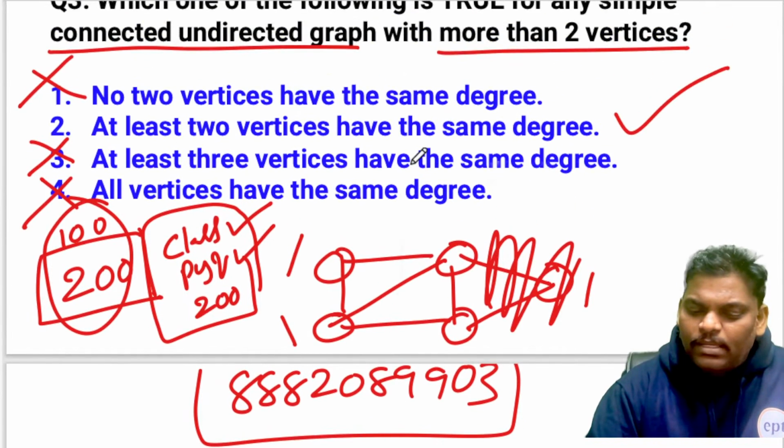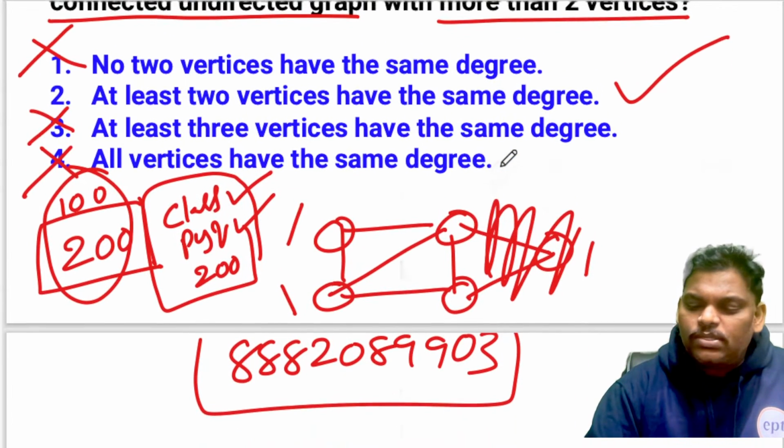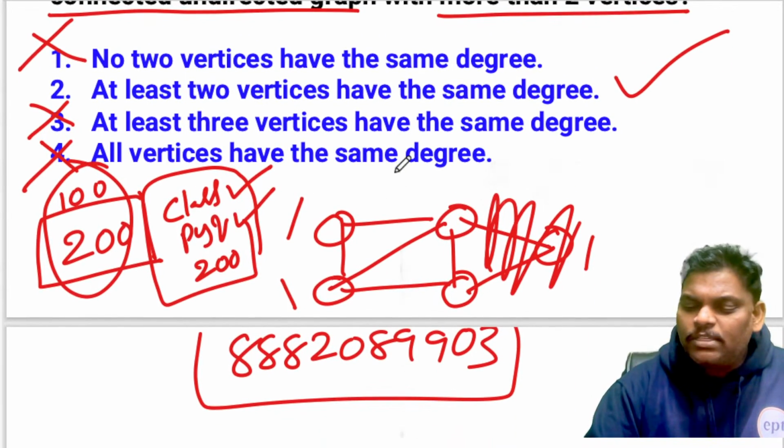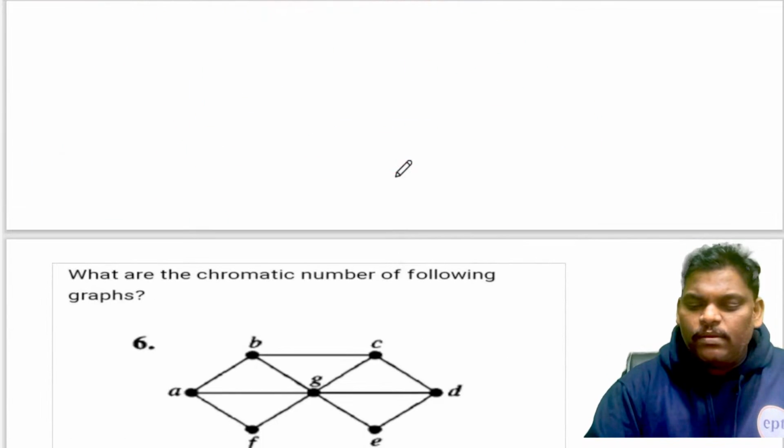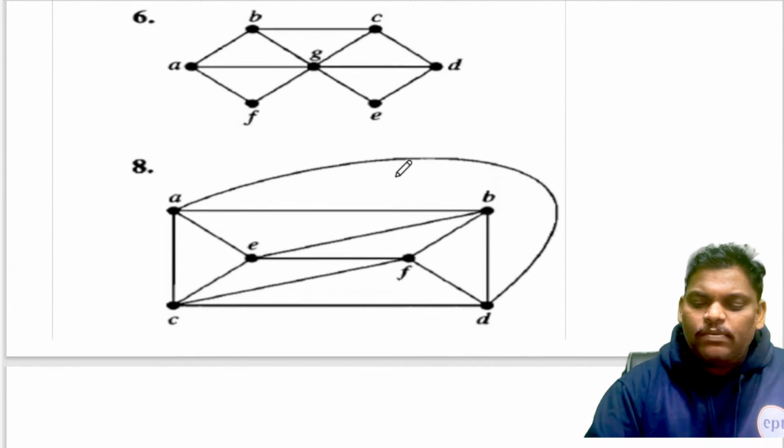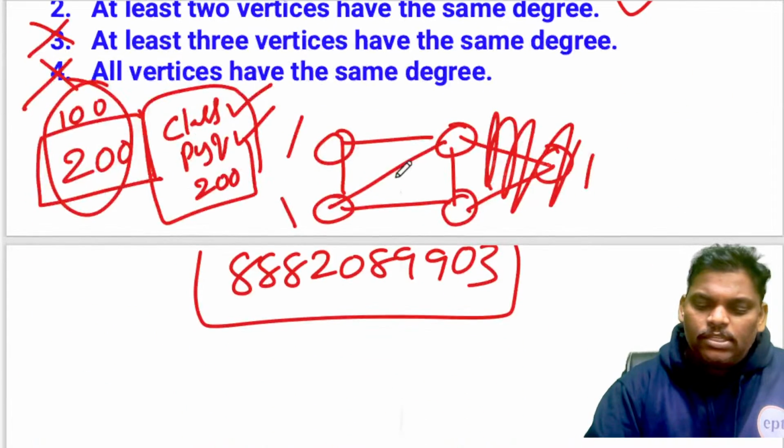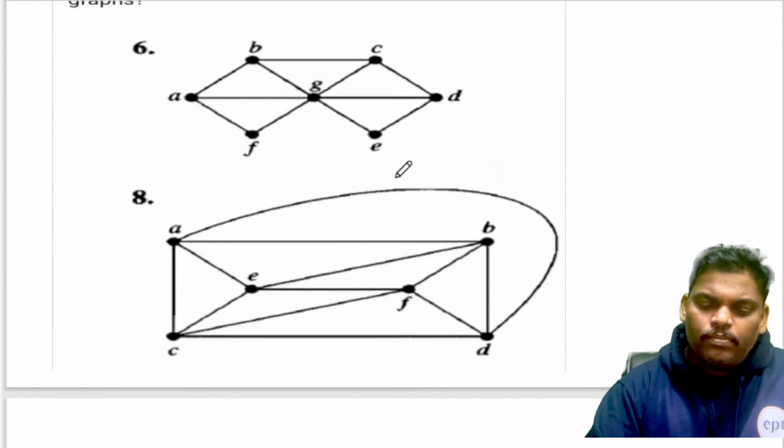So the answer to this problem is going to be the second option, right? Take some examples and check. It is a very simple problem. Three problems are over. It is the fourth problem.